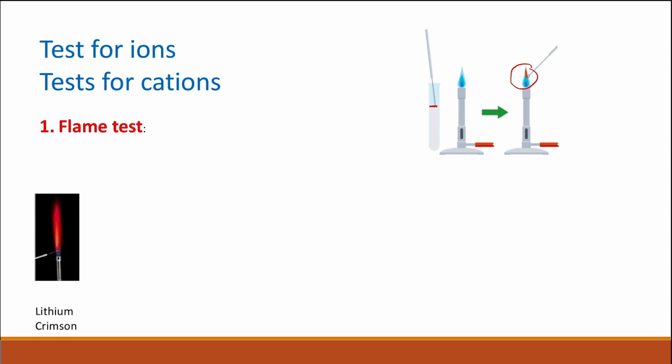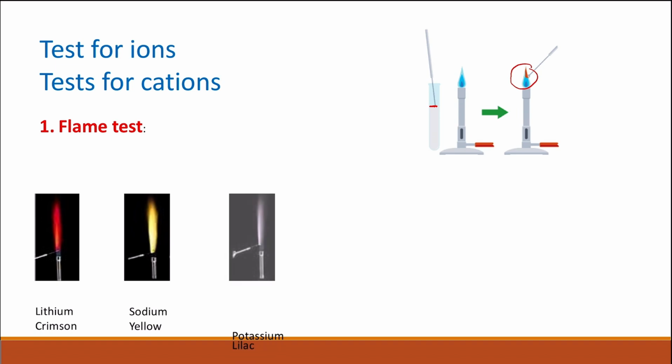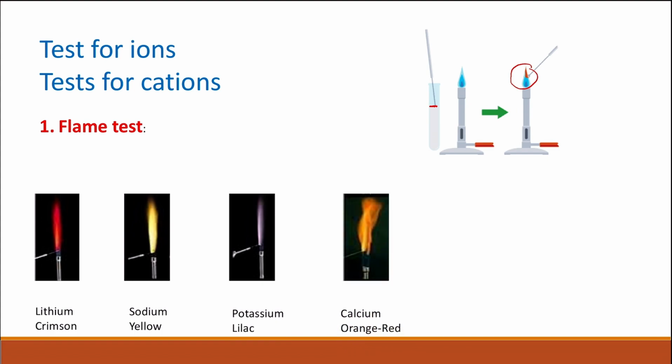So if you have lithium ion in your salt or in the solid that you are testing, then the flame will be lighting in a crimson color. If you have sodium, the flame will be yellow. If you have potassium, the flame will be lilac. And if you have calcium, this is going to be orange red or orange. And then if you have copper ion in your salt, then it will give you a green color.